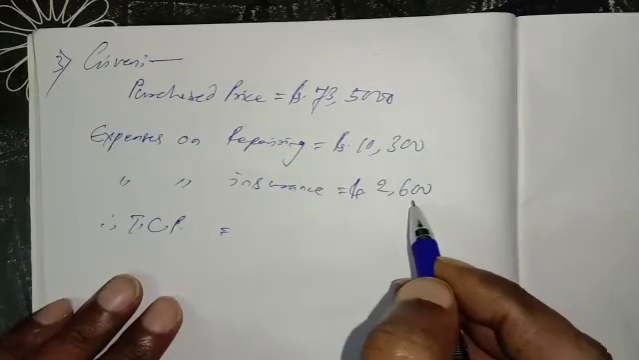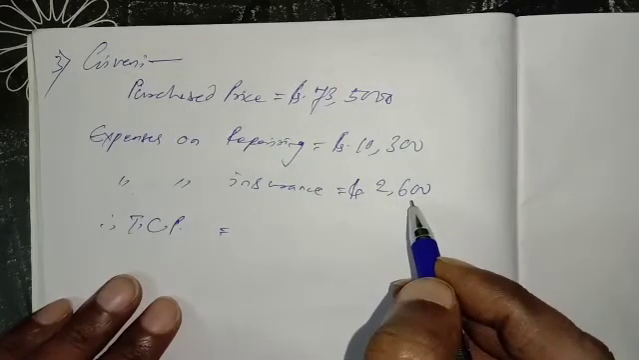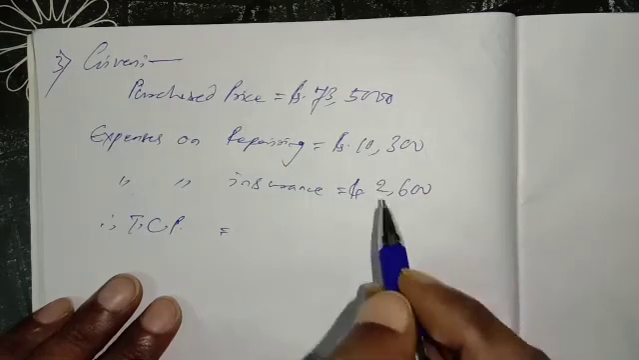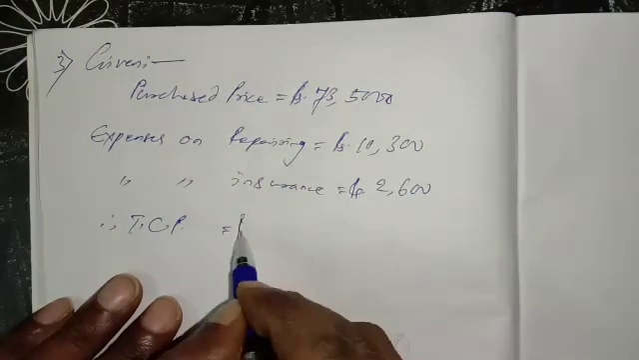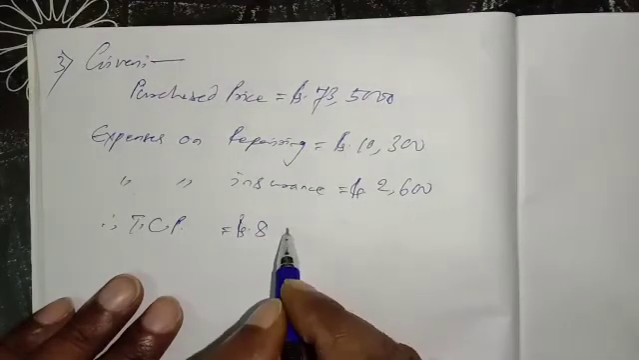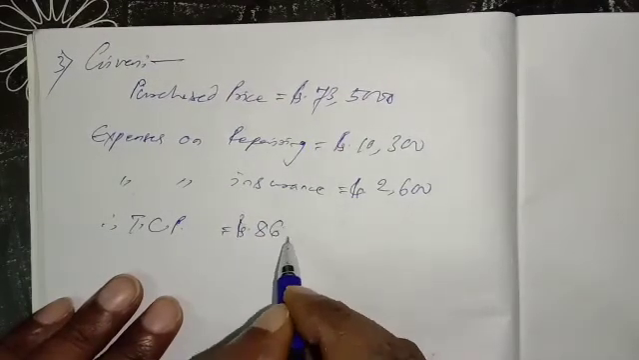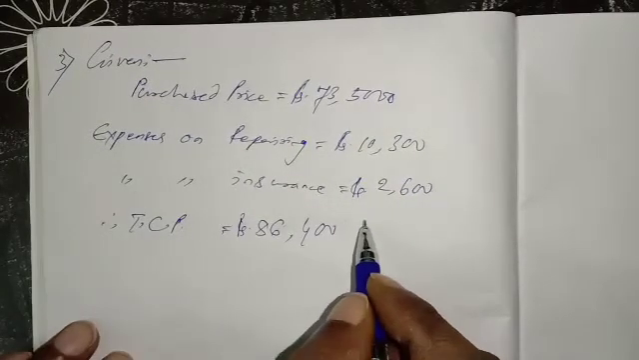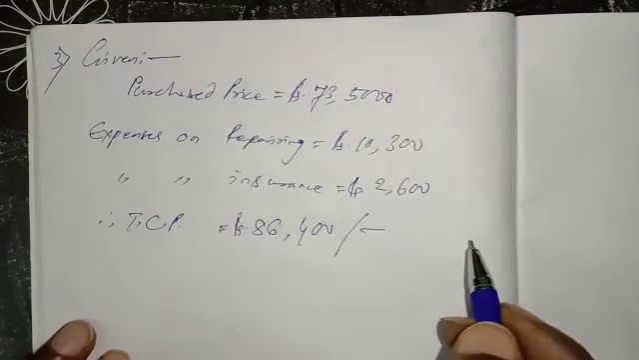800 plus 600, that means 1400. It is 86,400. Okay, this is the total cost price, net cost price, including all the expense.